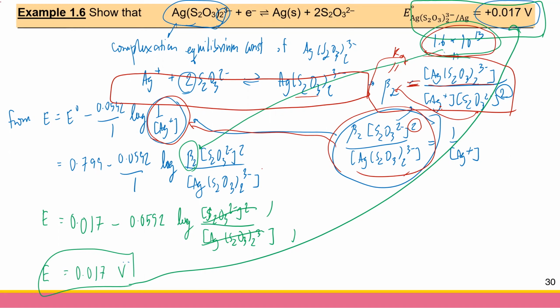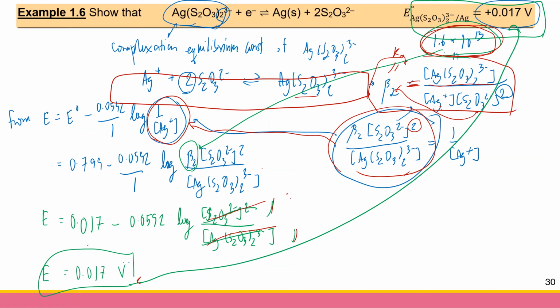And you just substitute the beta 2 with this one. I didn't give it to you in the handout. I think this is the reference value, 1.6 multiplied by 10 to the 13. You substitute the beta 2, then you may take the beta 2 out, and you will get this equation. And you substitute the concentration with 1 because we are finding the standard electrode potential. So this is how you come up with this number.